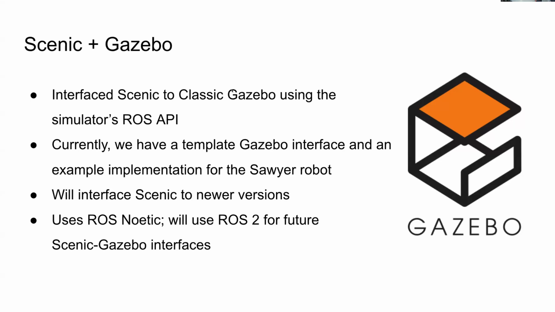First of all, we want to start by talking about the Scenic Gazebo interface. Currently we have a Scenic Gazebo template interface that is in the process of being merged into the main repo. It is a template with instructions for implementing it for your specific robot model and your specific world model inside Gazebo. In the future we plan to implement the Scenic interface for newer versions of Gazebo as well as newer versions of ROS. Included in this merge is an example implementation for the Sawyer robot, so you have an example of how to extend the template interface to your specific robot model.